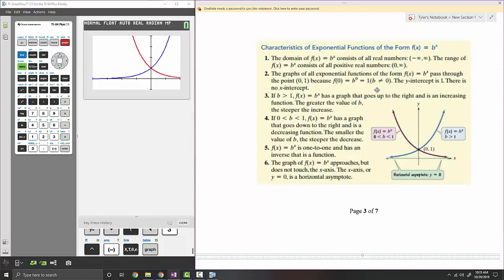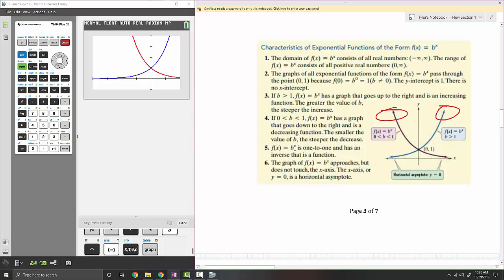And then if b is greater than 1, that's where you're going to get this exponential growth happening, right? So an example of that is this blue function. This has b greater than 1. And if b is in between 0 and 1, what you're going to find is you get the decay graph, right? So it's going downward as x gets bigger.